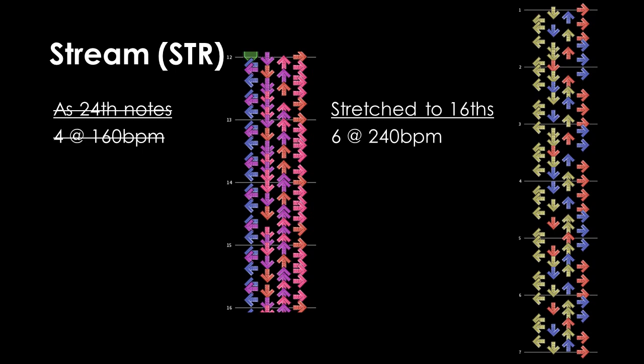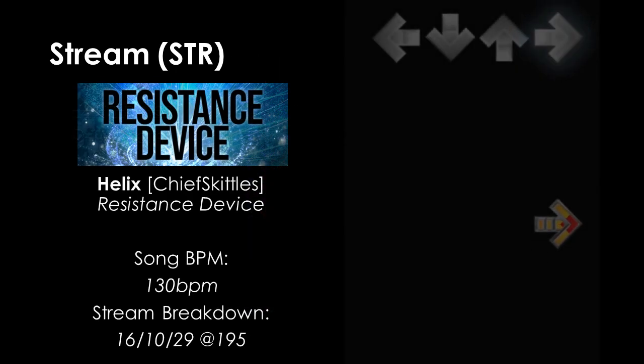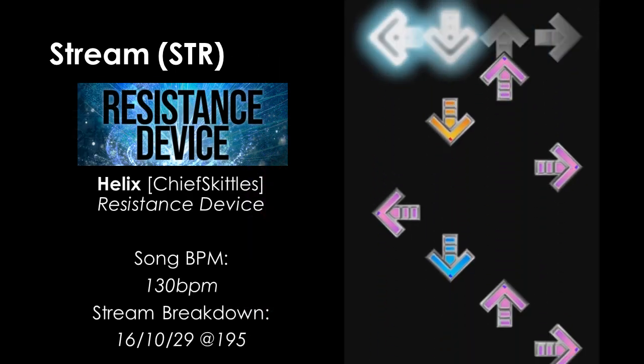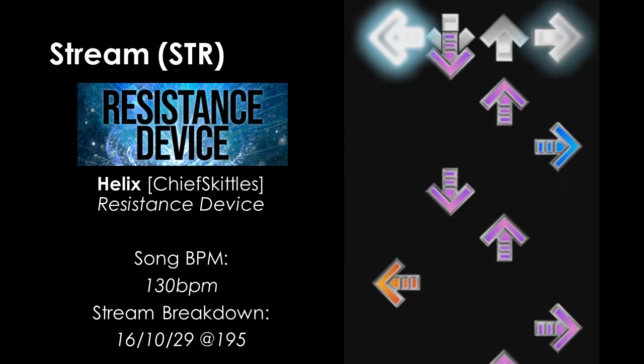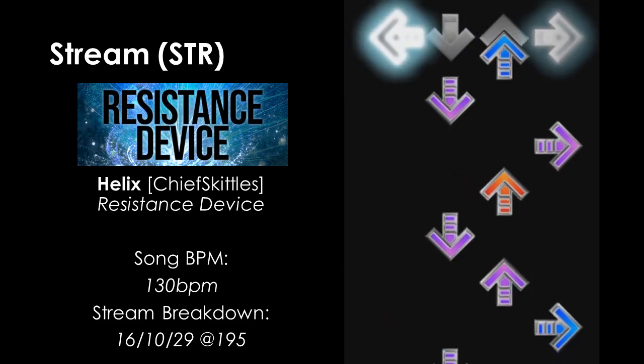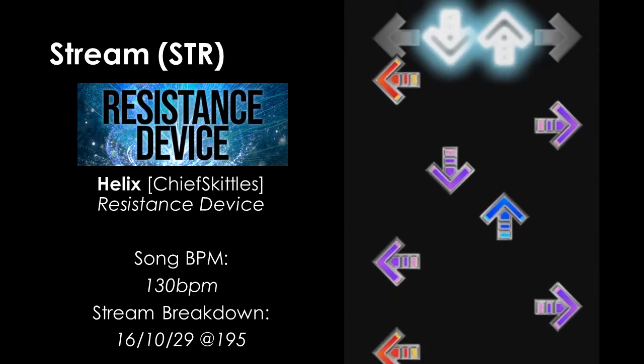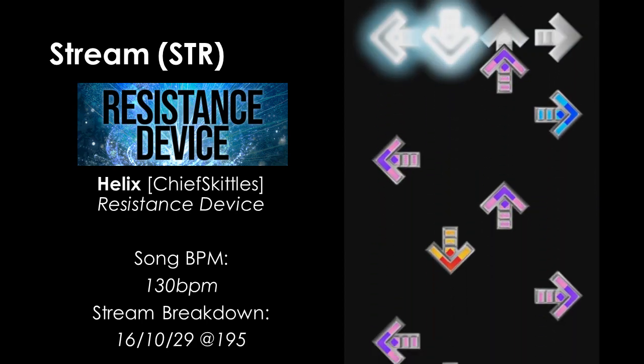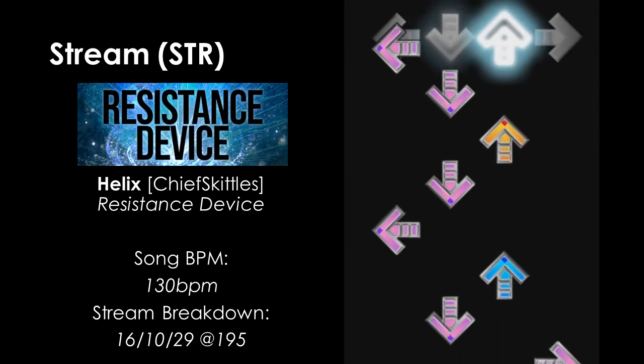And just to clarify, in the chart, the stream still appears as 24th notes. We only stretch it to 16th notes when we're deciding how many measures the streams are, and at what BPM the streams are. I think a great example of this is Helix, from the pack Resistance Device. The song BPM is 130, but since all of the streams are written as 24th notes, the effective BPM is actually 195.